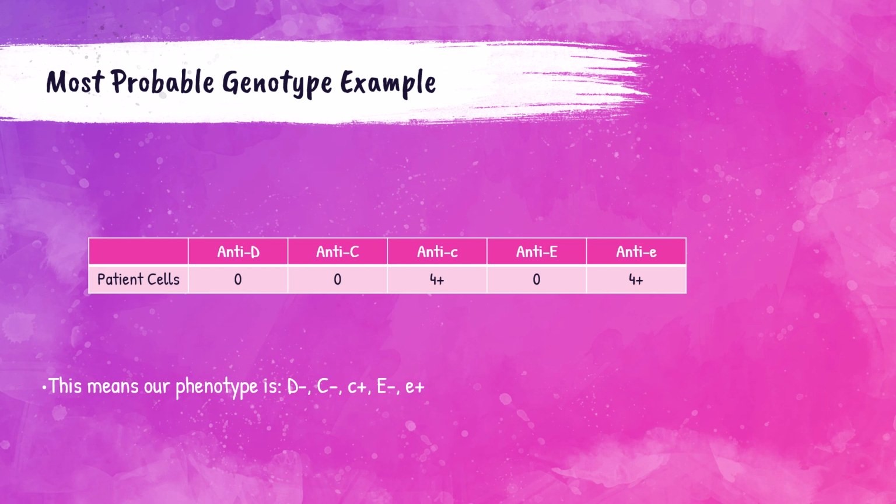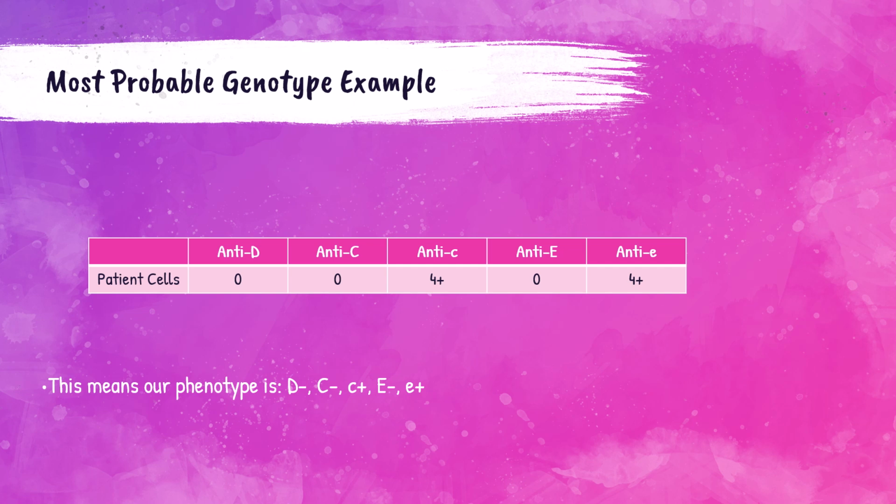So here's a most probable genotype example. Here's the testing on a patient. We have 0 under anti-D, anti-big C, and anti-big E. This means that there was no reaction between the patient red cells and the corresponding antibody. The corresponding antibody is either big D, big C, or big E reagent.